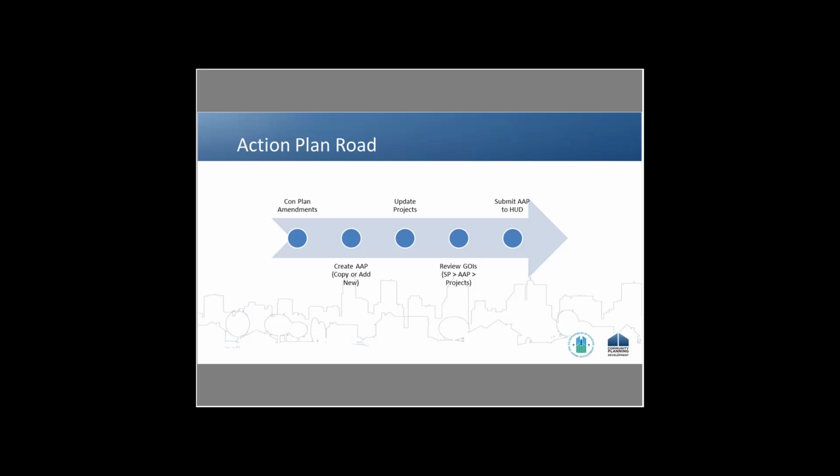Once you finish that amendment, you then move on to your 2018 action plan, and that's where you can either create by copying or adding a new action plan into the system. Go through, update all of your projects, make sure you have the correct set of projects in for 2018, finalize your goal outcome indicators to make sure that data is flowing smoothly from your comp plan to your action plan to your projects, and then submit that action plan to HUD through IDIS.